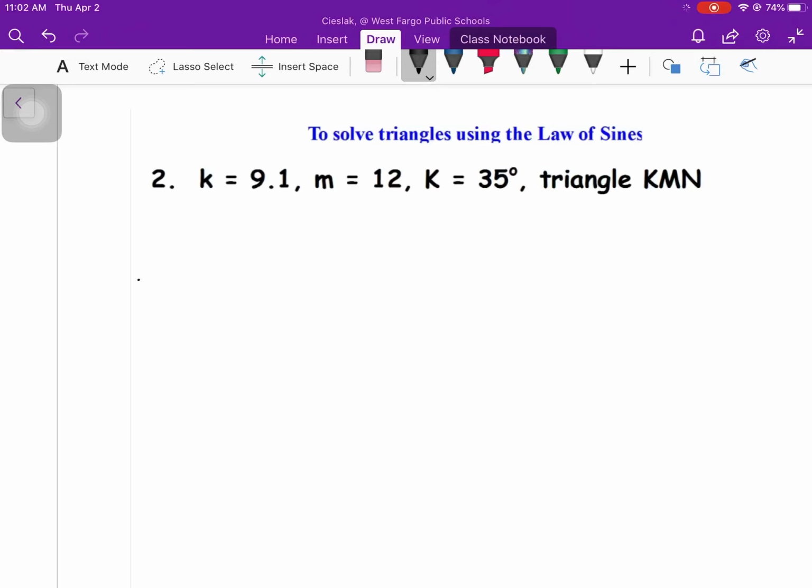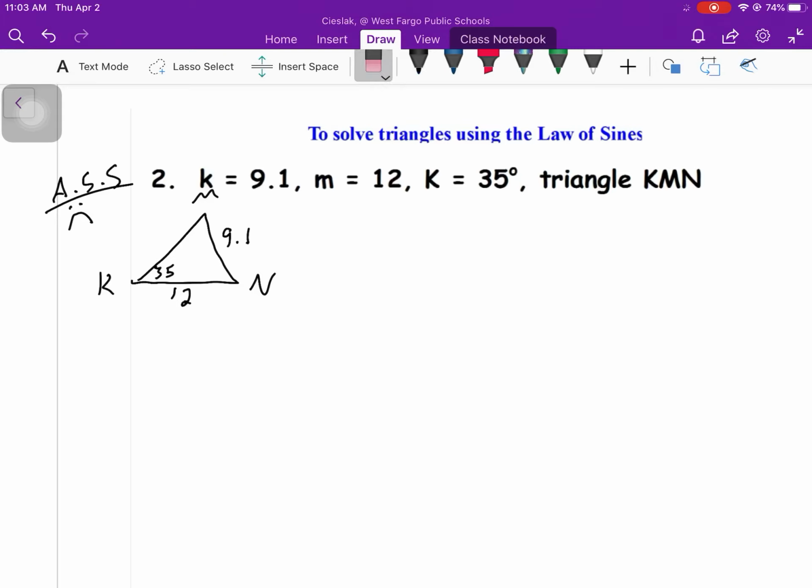So I've got triangle KMN. I know side K is 9.1, little m, side M is 12, and angle K is 35 degrees. So if we look at this, I've got angle, side, side. I'm not going to write it every single time here, but that's what we're going to run into every time in this chapter, or in this section, I should say.